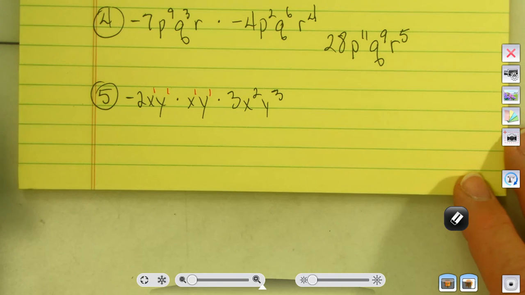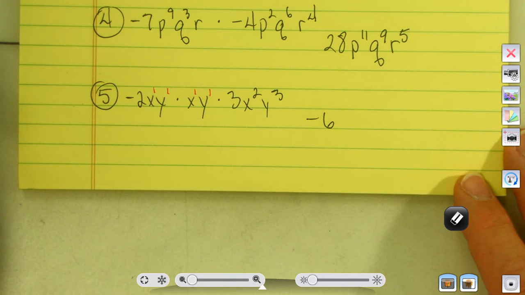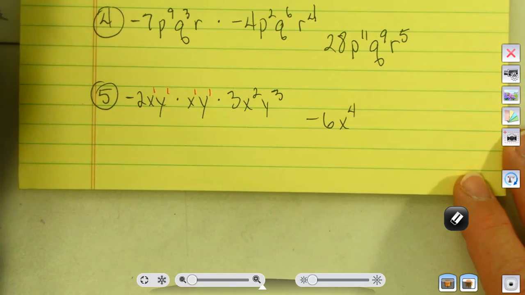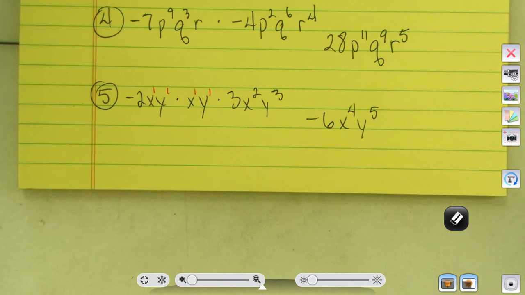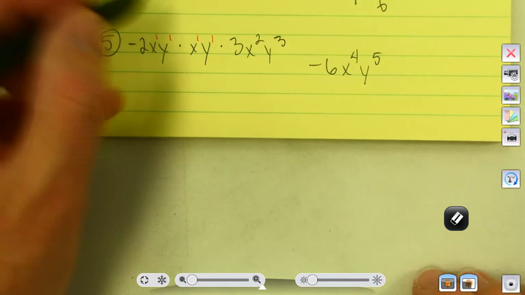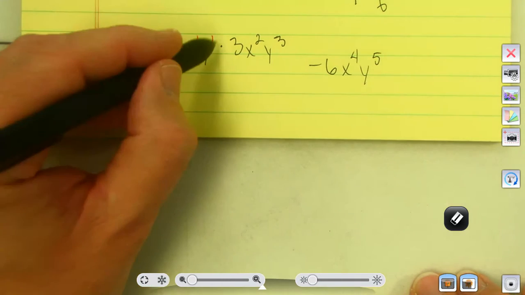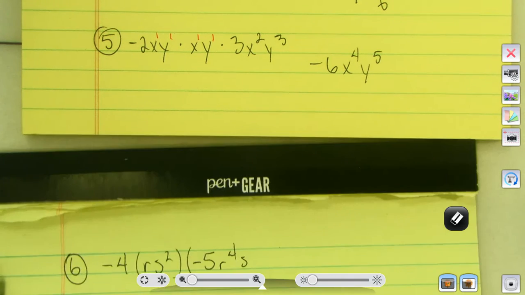So the correct answer would be negative 6 on the x raised to the power and y raised. No, wait, x would be raised to the 4th power and y would be raised to the 5th. Yes, sir. Negative 6, x to the 4th, y to the 5th. Perfect. You had to add up 1 and 1 and 2. So that was 4. 1 and 1 and 3. You got 5. Write number 6 down, please.